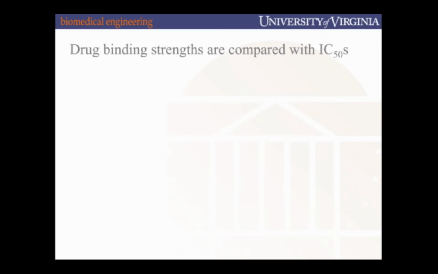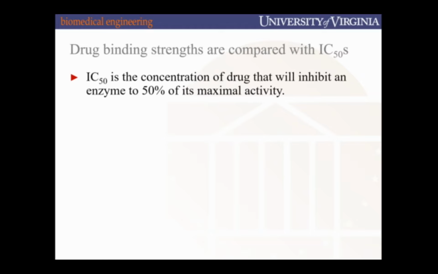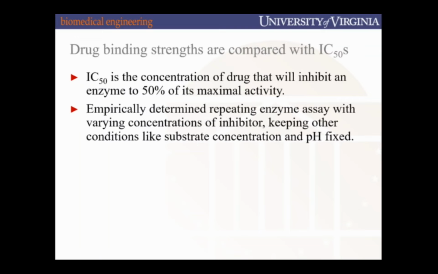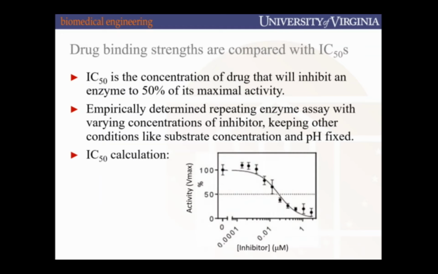The way we compare the binding strength of different drugs is with their IC50 values. IC50 is the inhibitory concentration at which the enzyme is reduced to 50% of its maximal activity. The way we find IC50 values is to repeat the assay with varying concentrations of inhibitor while keeping all the other conditions of the assay constant. This gives us a sigmoid plot like this.